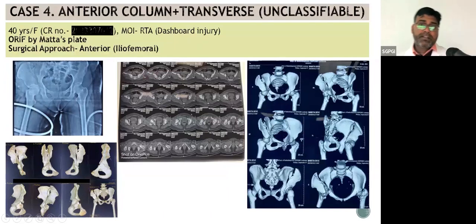Now, a third case. Like I said initially, we still follow the Judet-Letournel classification, and most of these fractures come into one of those categories. But there are a few fractures which may not come into that classification. So this was one of the fracture types which was kind of unclassifiable, I would say, based on the Judet-Letournel classification. This was again a similar kind of case, but there was a transverse fracture, as you can see, along with a fracture of the anterior column.